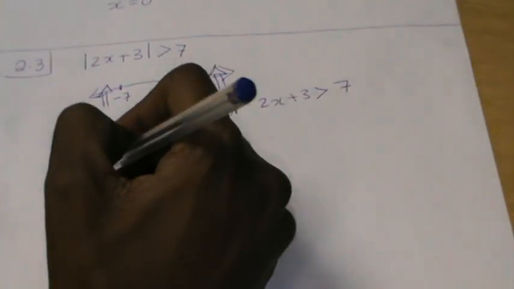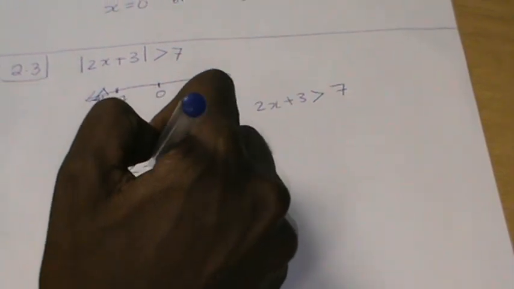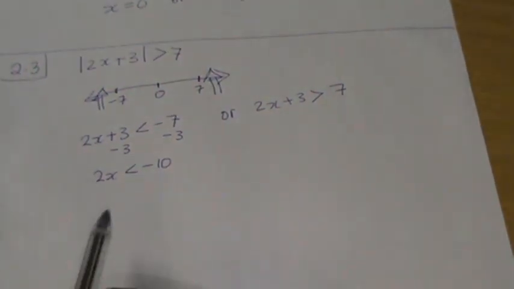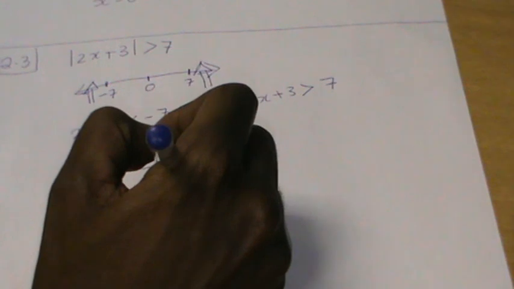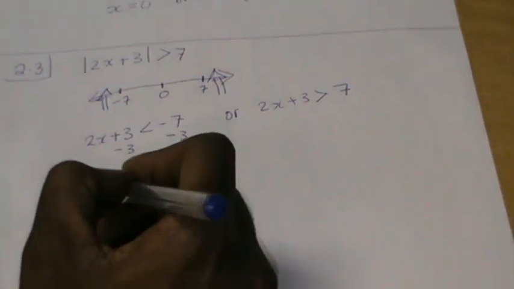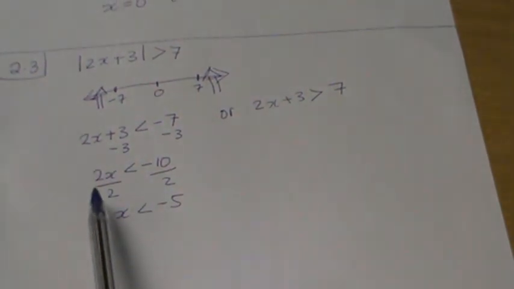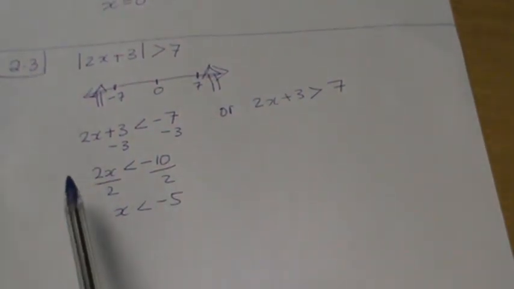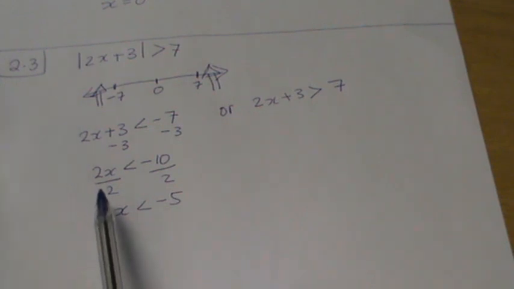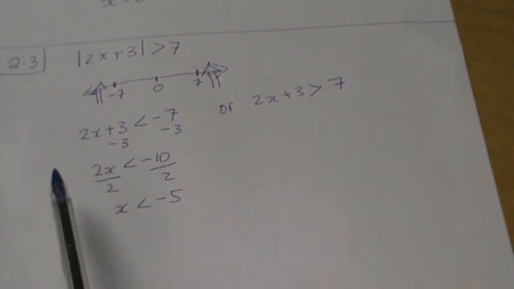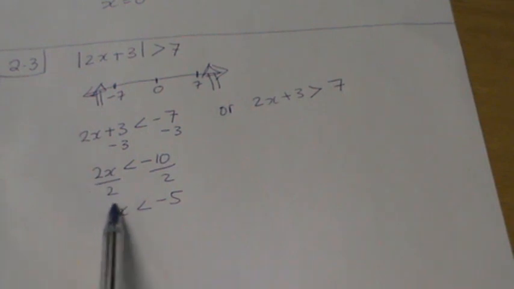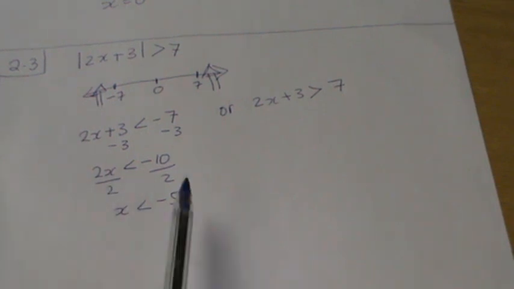So here I will subtract 3 on both sides. So I'm solving this one first. Then I have 2x is less than minus 10. And then here I will divide by 2. Then I have x is less than minus 5. What I divided by here is a positive number. We said the sign only changes direction when I divide by a negative number. Same thing when I multiply with a negative number. But here I divided with a positive number, so this is fine. So this is my first solution.